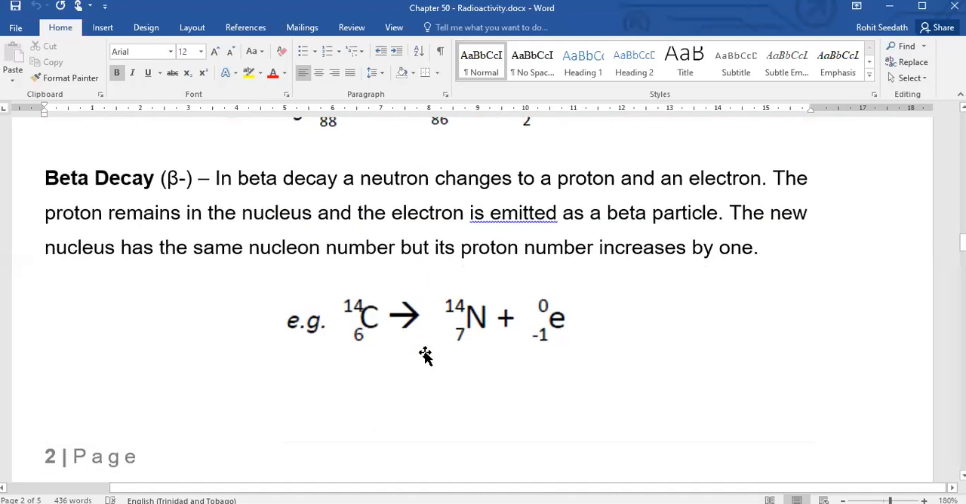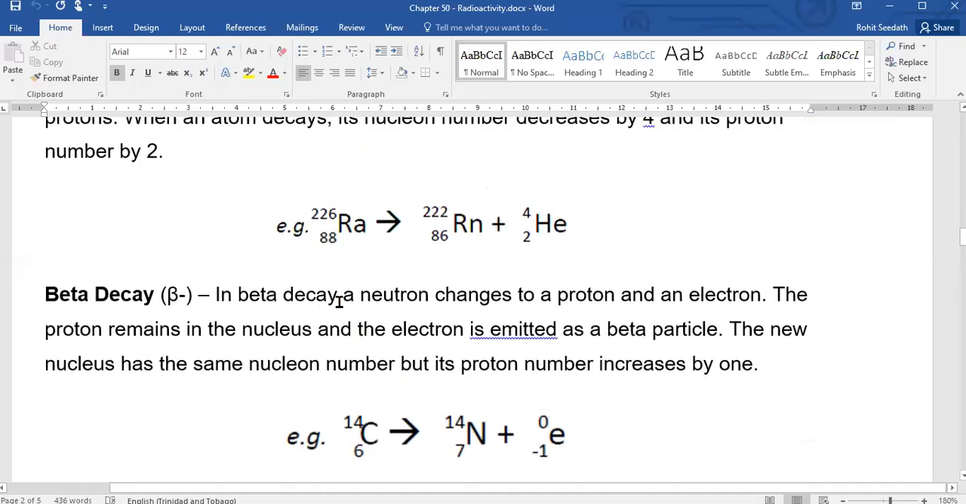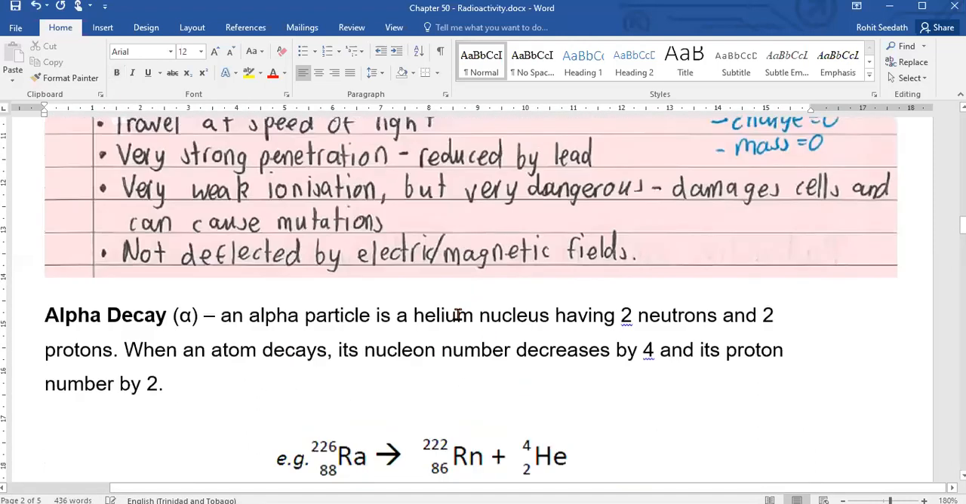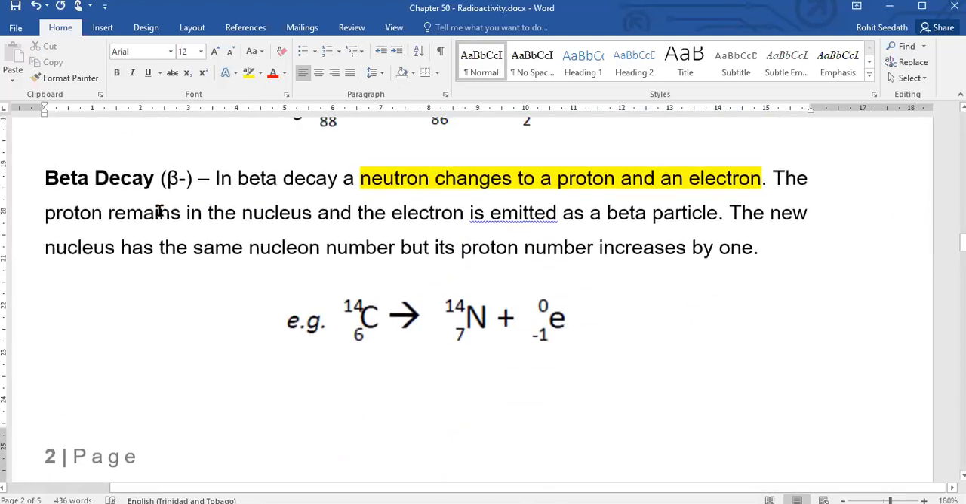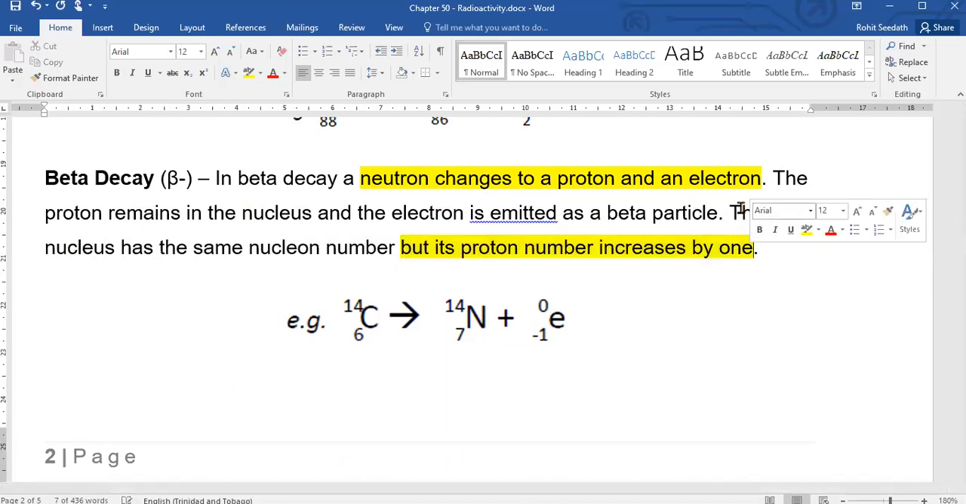For beta, now, it's slightly different. In beta decay, a neutron changes to a proton and an electron. The proton remains in the nucleus and the electron is emitted as a beta particle. The new nucleus has the same nucleon number, but its proton number is increased by 1. Important thing to note.